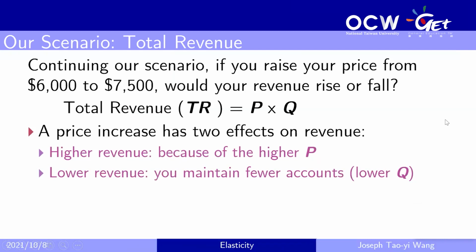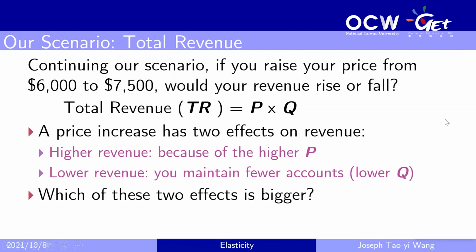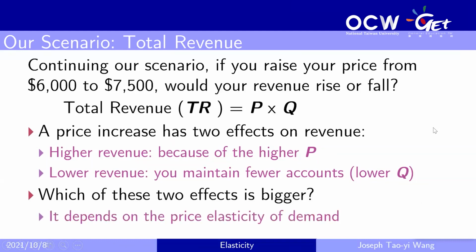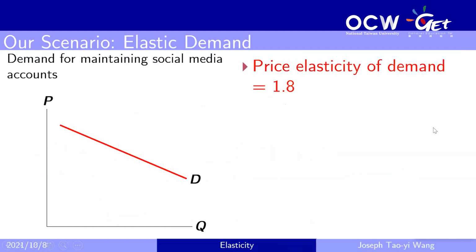Your quantity is going down. So which of these two effects is bigger? That would determine whether your total revenue would go up or go down. And here, this depends on the price elasticity of demand. So let's take a look. In the first scenario, your price elasticity of demand is 1.8.